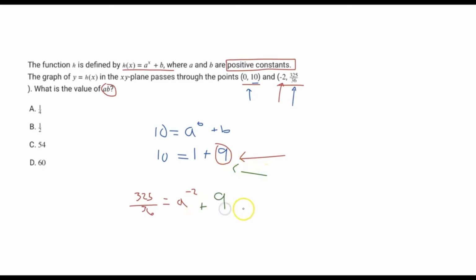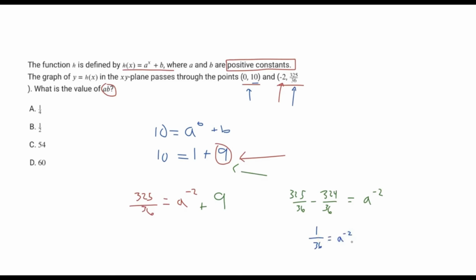And so now what we want to do is just solve for a, right? So we can subtract 9 on both sides. And this is actually interesting because 325 over 36, 9 times 36 is going to give us 324. And so when we subtract 9 on both sides, that in reality is just subtracting 324 divided by 36. And this will be set equal to a to the power of negative 2. And so if we want to solve for a here, let's simplify the left side. That is going to be 1 over 36 equals a to the power of negative 2.